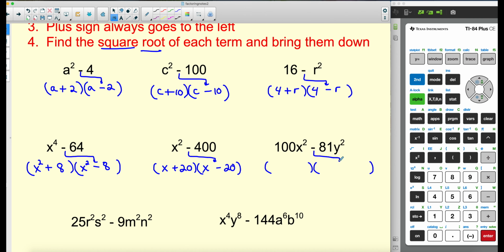Minus always to the right. And there's a reason why I draw this line, guys. When we factor trinomials, that's going to come in handy for us as well. So I like to get you in the habit of it. Now, this minus sign goes to the right. First sign's always a plus.